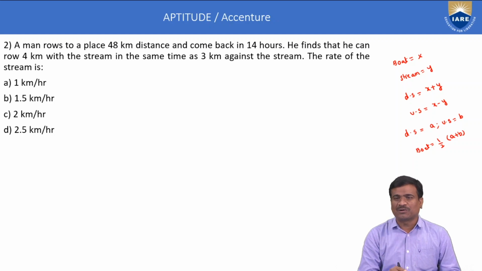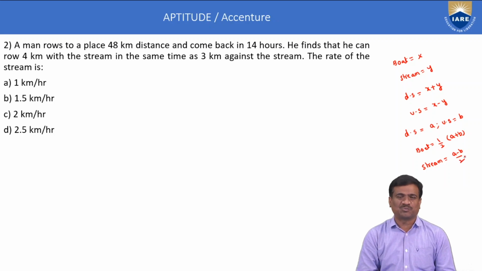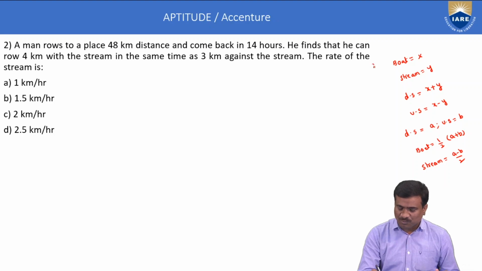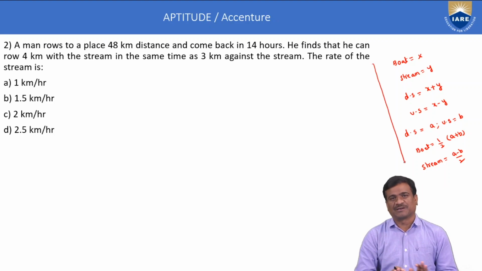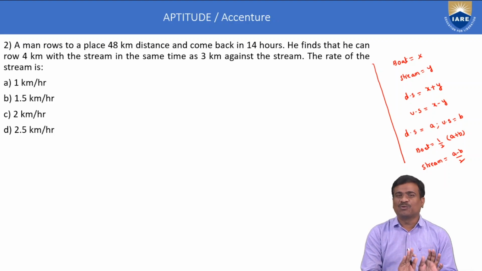Units are also important for time, distance and speed. And the speed of a stream or rate of current is equal to (a minus b) by 2. So: x plus y, x minus y, (a plus b) by 2, (a minus b) by 2. This is the boat and stream application. If you know this application perfectly, then the boat and stream topic is completed.